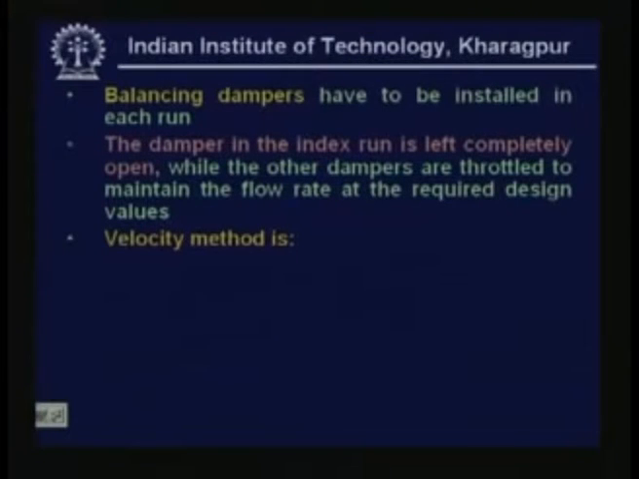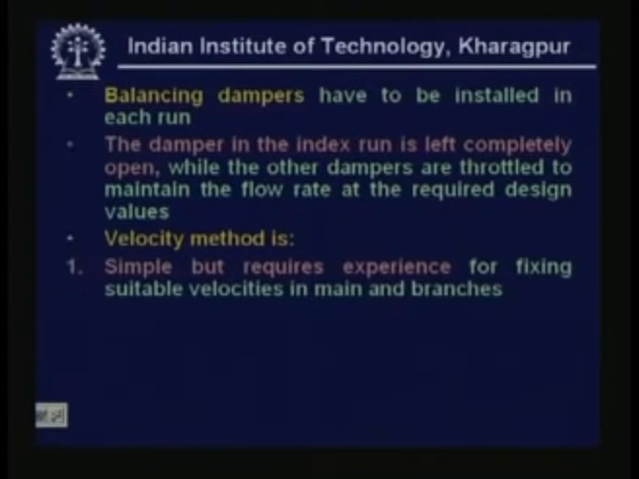So, this is in brief the velocity method. And what are the typical characteristics of the velocity method? As you can see, the velocity method is very simple, but one important thing is that it requires experience for fixing suitable velocities in main and branches. So, this is the first step in any velocity method. You have to select suitable velocities.